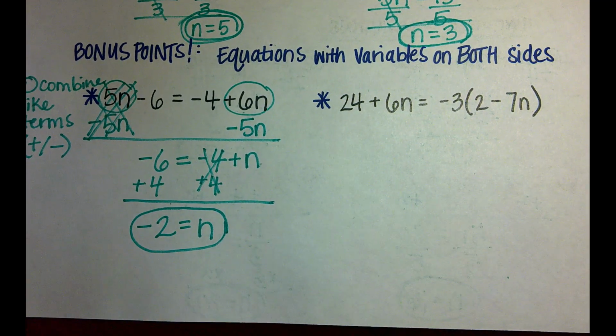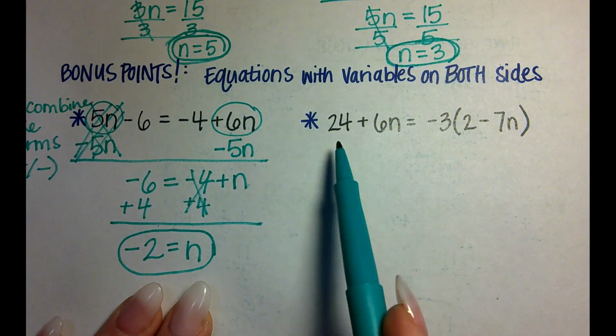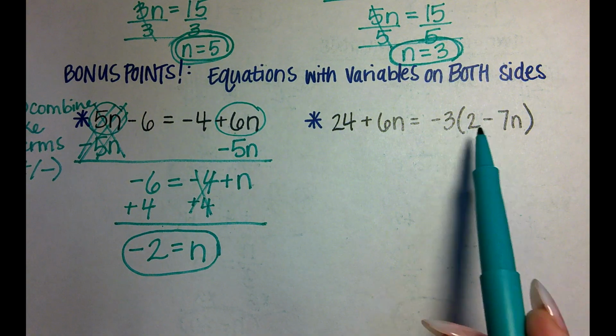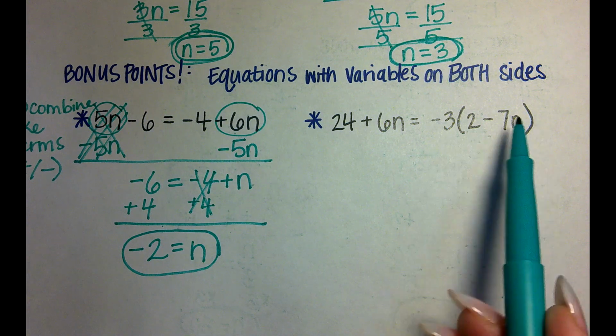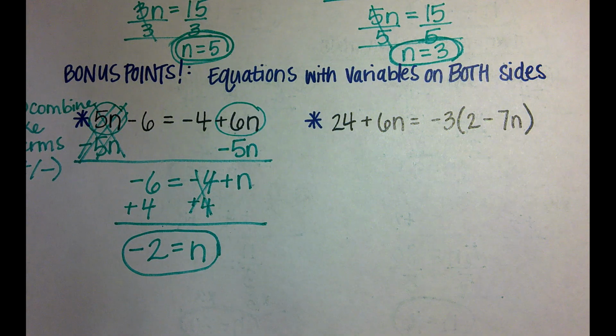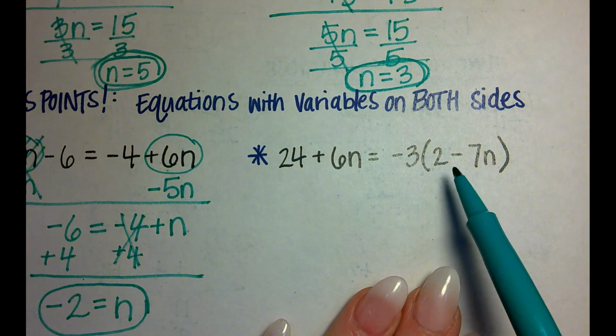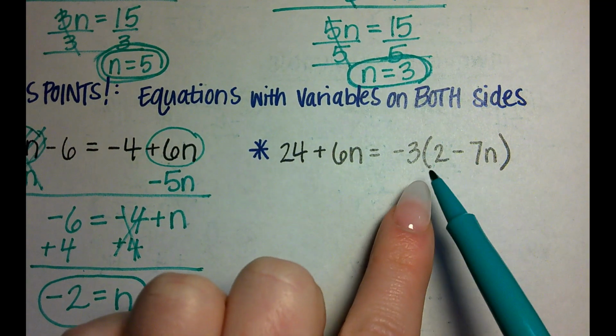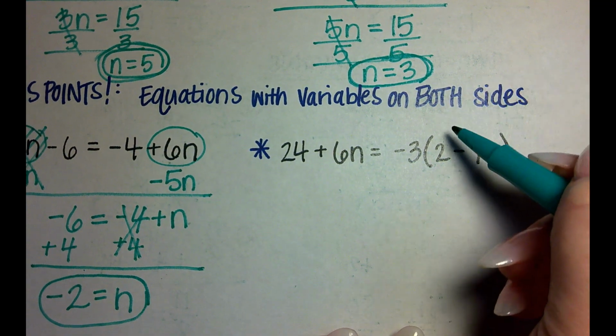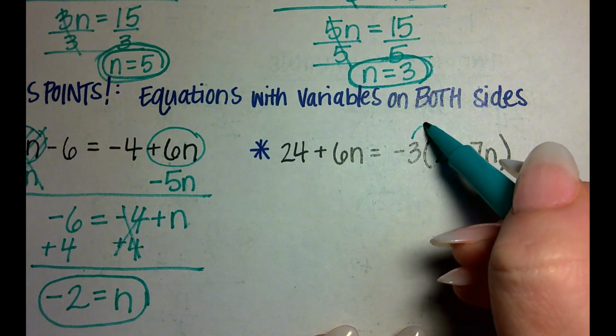Okay, this one's really tricky. This one is very tricky, because now we have variables on both sides, but we also have something going on over here. So, what do you think we should do first? This one's crazy. We're going to get rid of those parentheses. We are going to distribute.